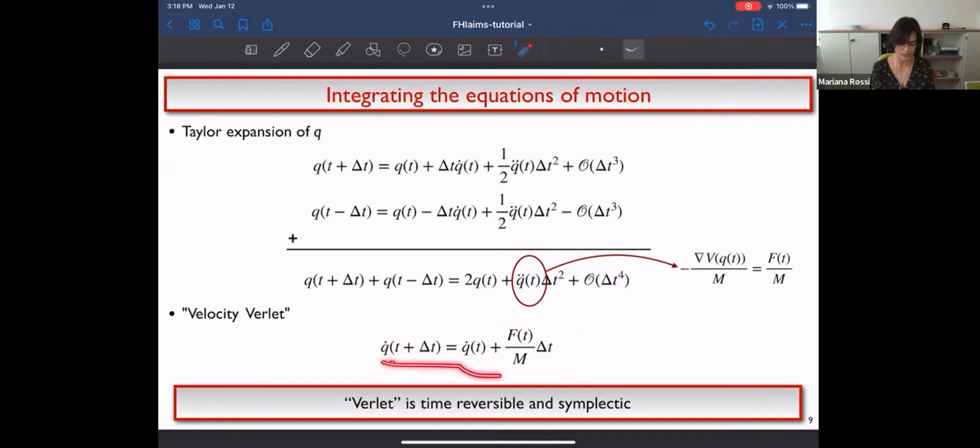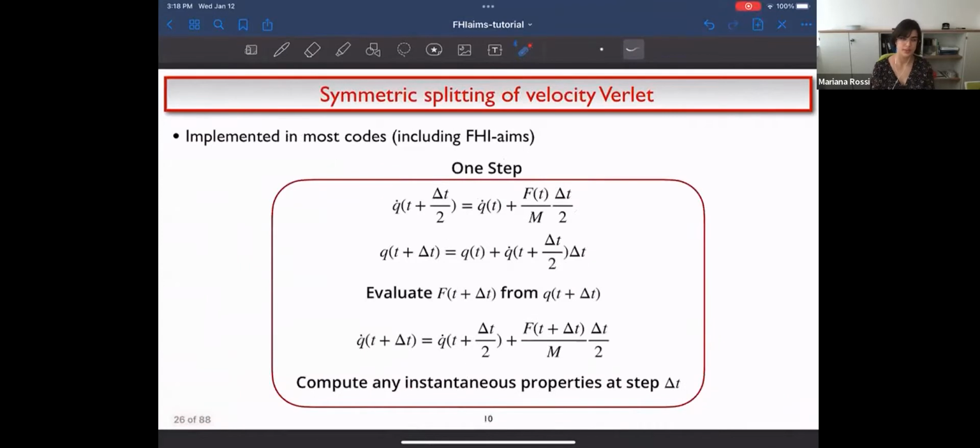And this is the expression that you end up with. So you can calculate the velocity at step t plus delta t from the velocity at step t plus this increment. And I'll show in the next slide the full scheme, how you actually do the velocity Verlet. It's very powerful, this integrator. It's the one that is in most codes out there, including FHI-aims. And it's implemented in detail, like I show here in this slide.